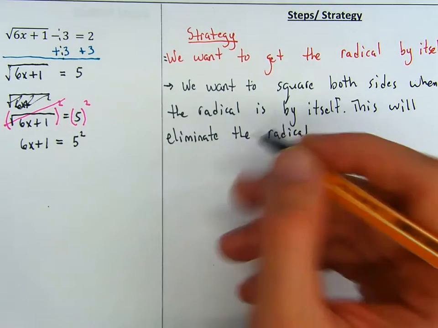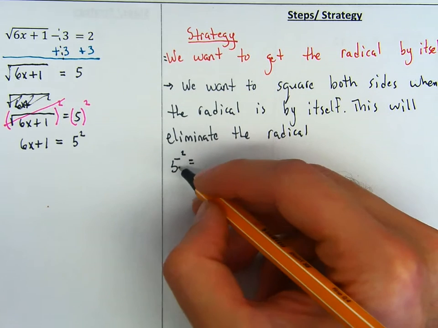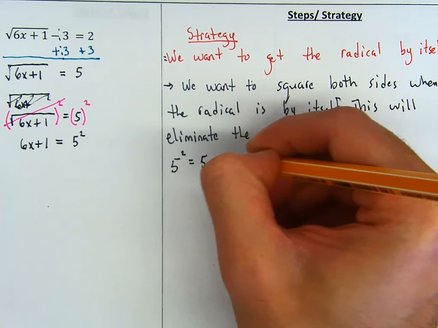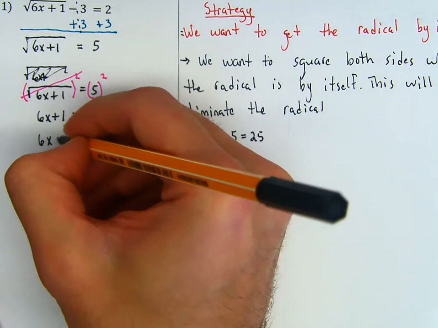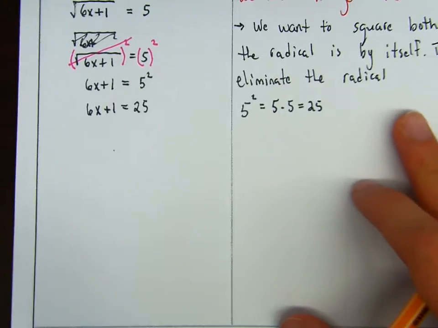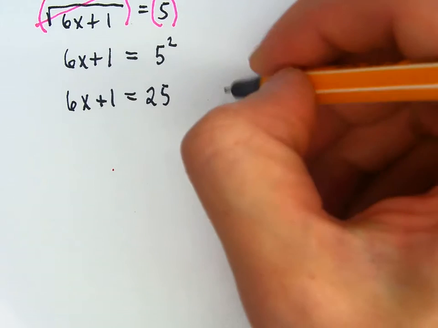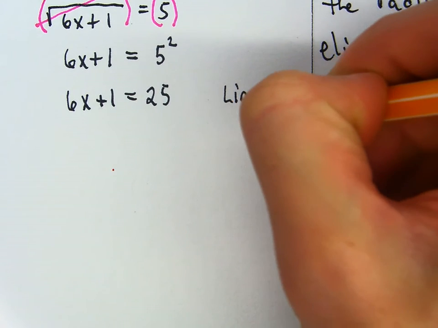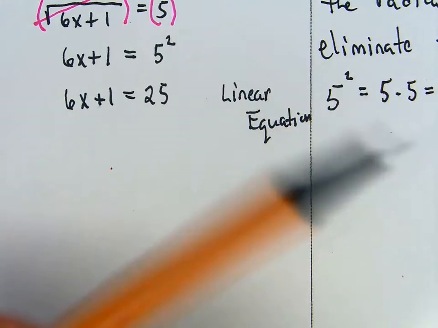Now here, how do you interpret this? If we see 5 squared, please do not think this is 5 times 2. This will just be 5 times 5, which is 25. So now we have 6x plus 1 is equal to 25. Now here, what I want you to do is pause the video. We should all be able to solve this type of linear equation. What would you do to solve this equation? Take your time. Pause the video and try it on your own.